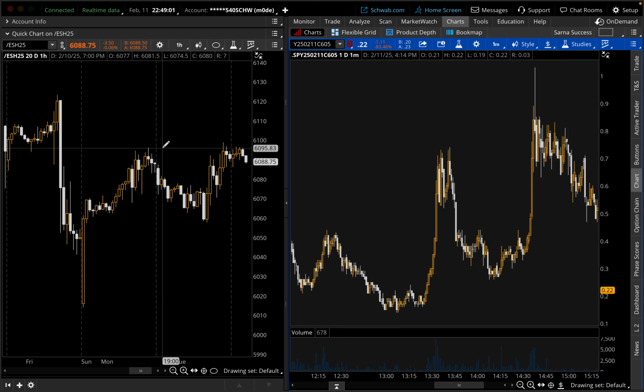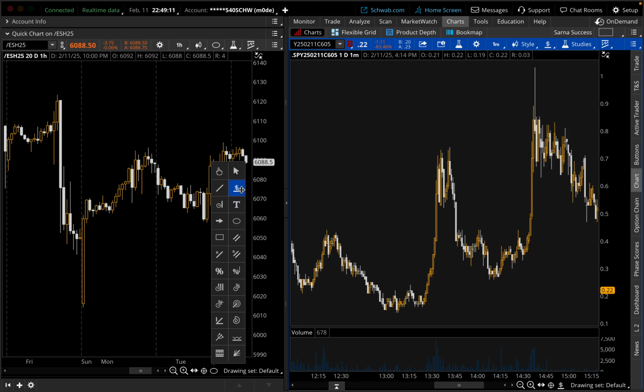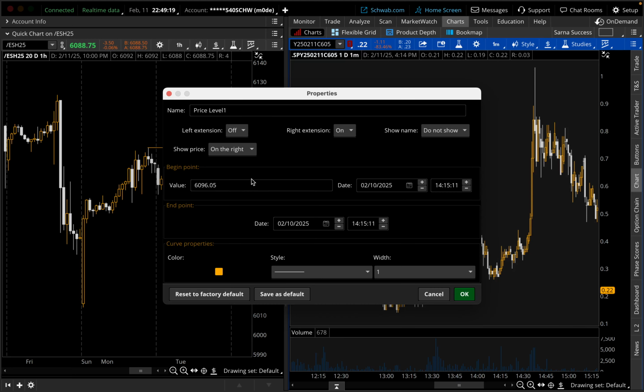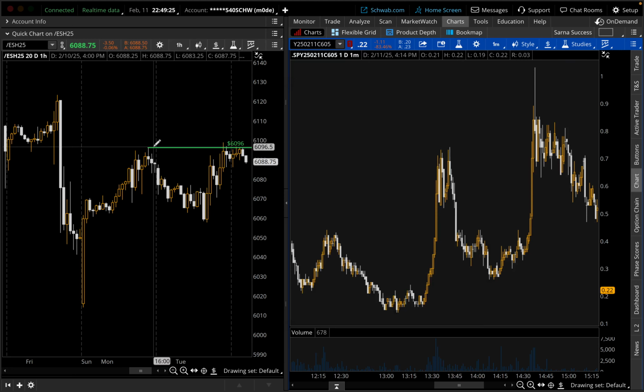I use ES mainly when I trade SPY. It's a great tool for me, obviously, because you have more data with futures trading. But the first thing I want you guys to focus on is let's identify our key draw on liquidity, right? In this instance, the draw on liquidity would be this high at 6096 flat, right? So let's identify this, and we'll make this a green color for the draw on liquidity.